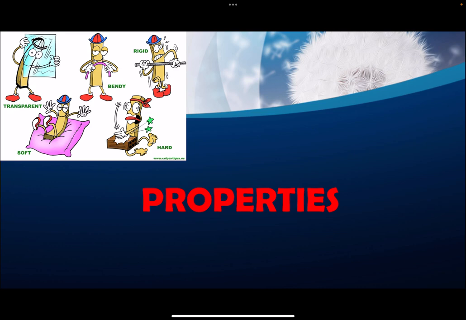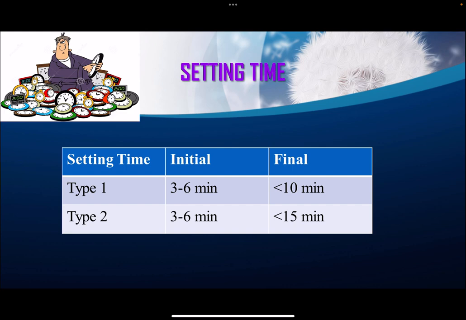Moving on to the properties of the impression paste. The setting time. The initial setting time for both type 1 and type 2 is 3 to 6 minutes, while the final setting time for type 1 is approximately 10 minutes and for type 2 it is approximately 15 minutes.